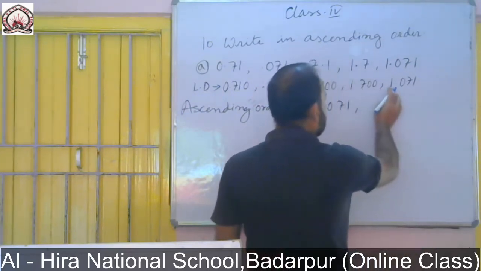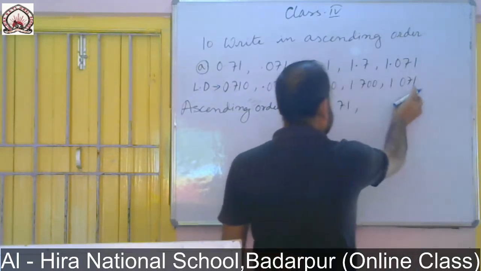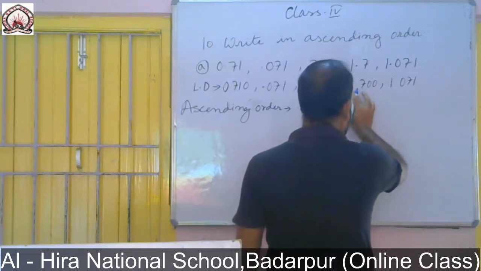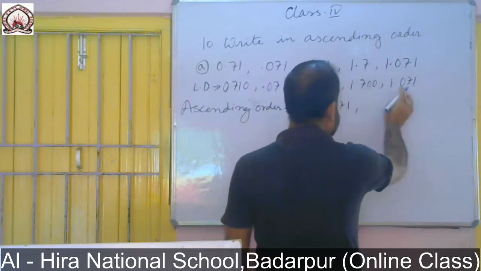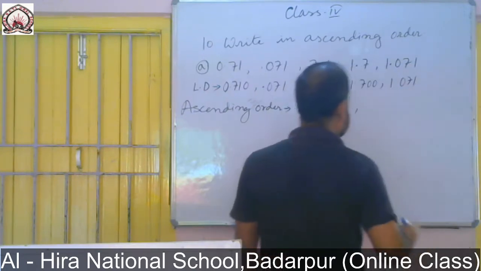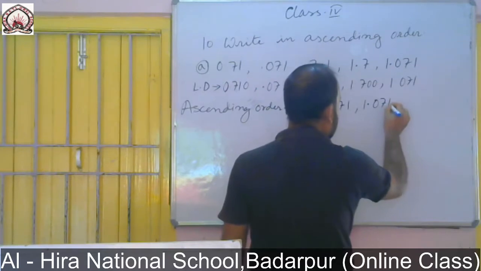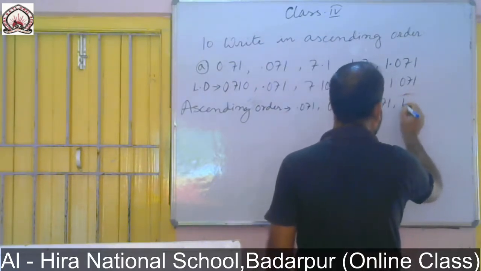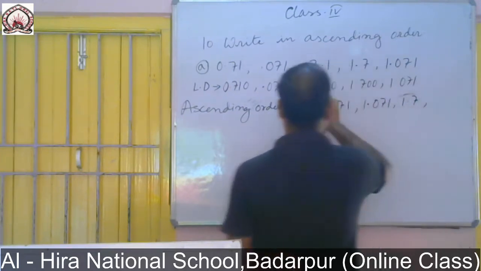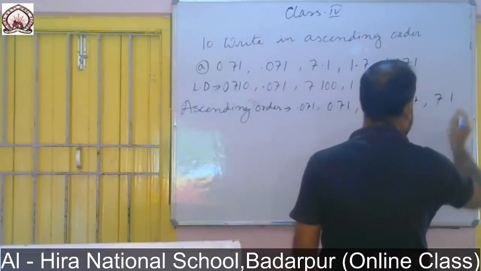So here we found 1.071 and here 1.700. So 700 is big, 71 is small. So we write this one, 1.071. Next 1.7. Now only one remains, 7.1.